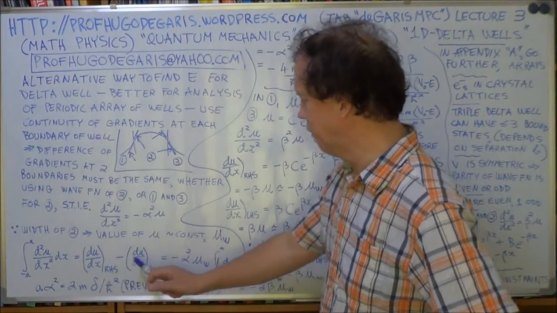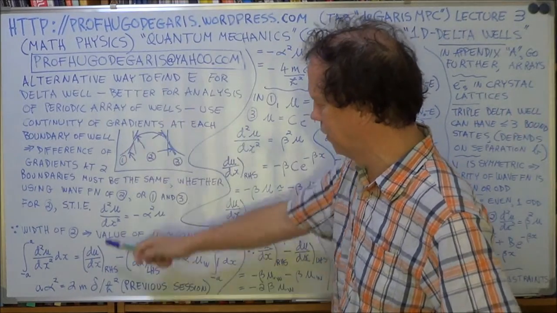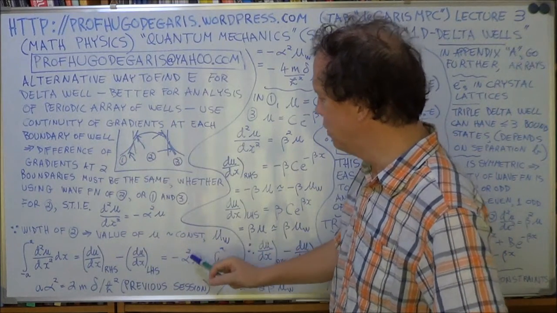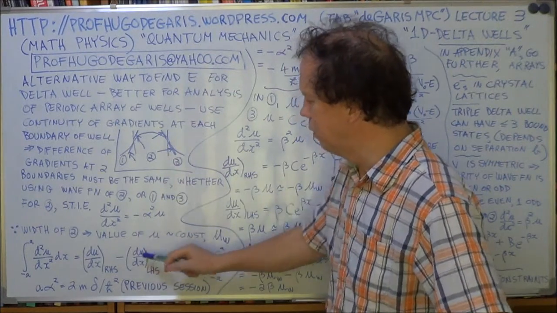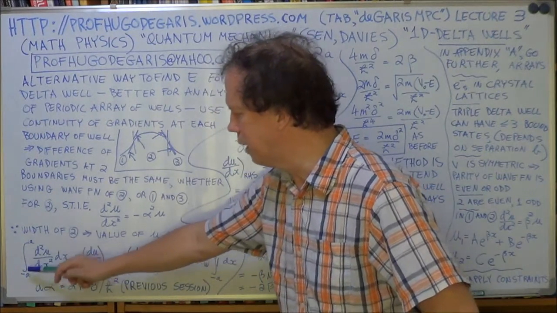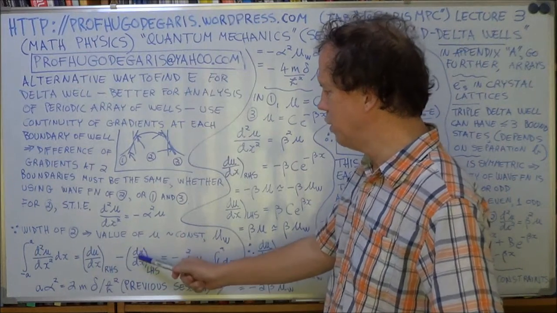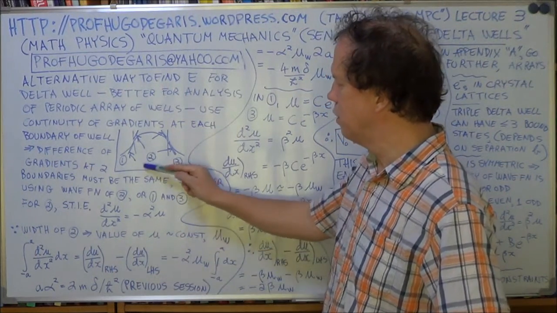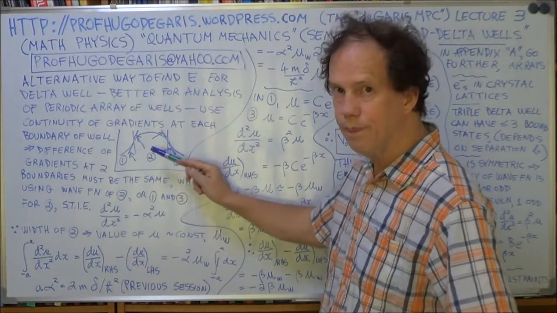So the difference in the gradients, the right-hand gradient minus the left-hand gradient, we're finding this within region 2. This integral here is between a and minus a. That's region 2 here, and our u here is the u within region 2, within the well.